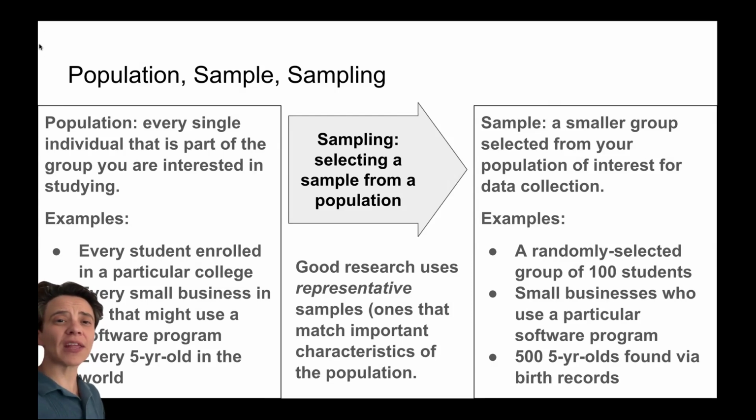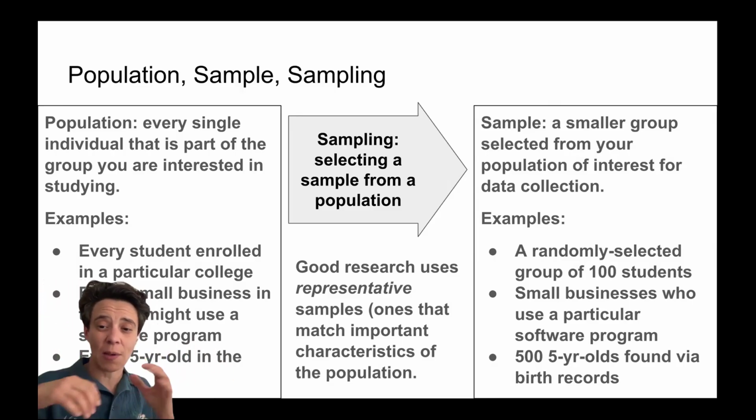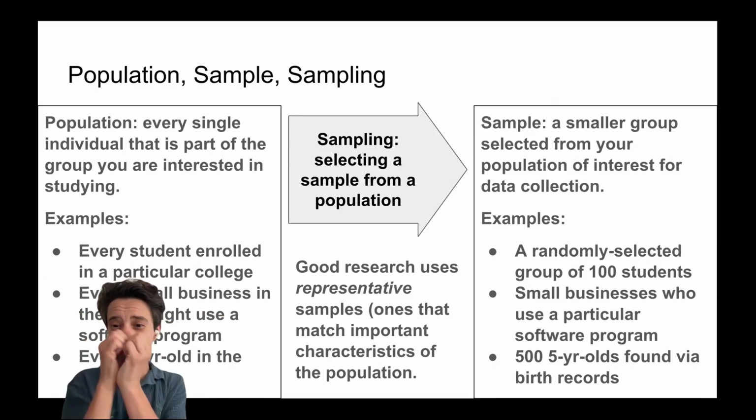So that's population, sample, and sampling. Population is everybody. Sample is the smaller group. Sampling is the process of going from a population to a sample. So population, sampling, down to a sample.